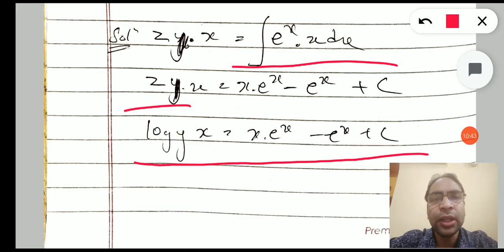So that's how we can reduce such equations to a linear differential equation. We can reduce the normal equation into a linear differential equation and can find the solution of such ordinary differential equations.